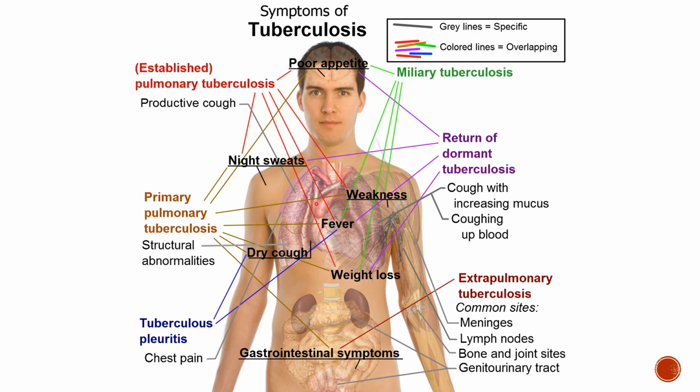So this would cause weakness, fever, dry cough, night sweats, weight loss, gastrointestinal symptoms, chest pain, structural abnormalities like, as I said, barrel-shaped chest, productive cough with increasing mucus, and sometimes cough with blood in extreme cases. Then we have meninges, lymph nodes, bone and joint sites, genitourinary tract, all these come under it.